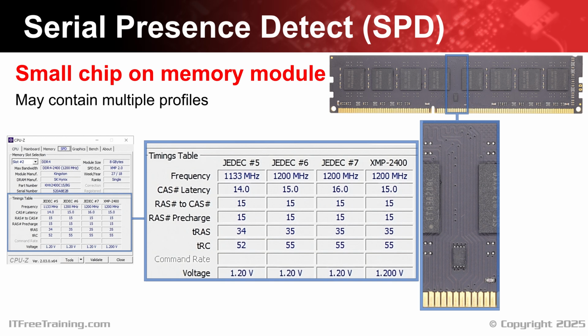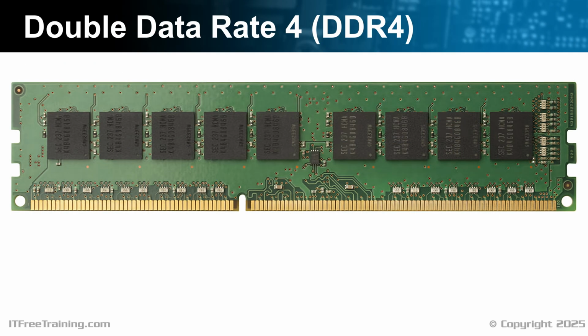If you want to get more performance out of your memory, you may want to change these settings. However, you increase the risks of data corruption. If you are having problems with the memory and you can't afford to replace it, you can try and increase these timings. This may make the memory more stable. Let's now look at the next generation of DDR.